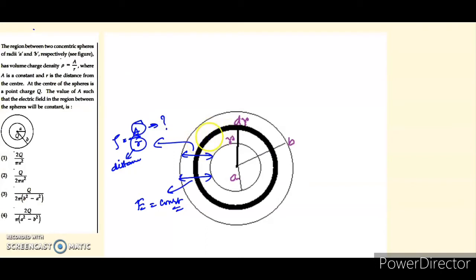So at first we are considering a Gaussian surface of radius small r and thickness dr. Here, to use Gauss' law, we have to know the total amount of charge of this Gaussian sphere. In the question it is given that the total charge at the center is Q, and here it is given the volume charge density.